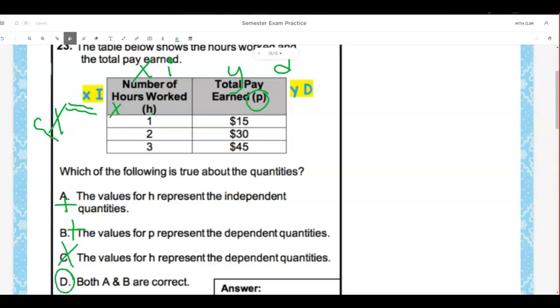Okay. So in this example, the hours that you work determine how much money you make, right? So the hours are independent, and your payment depends on how much you work. Okay. Let's see, that's where we are going to pause this.